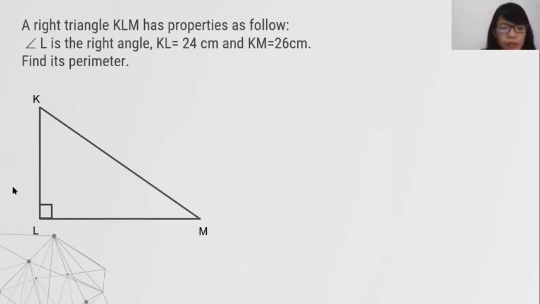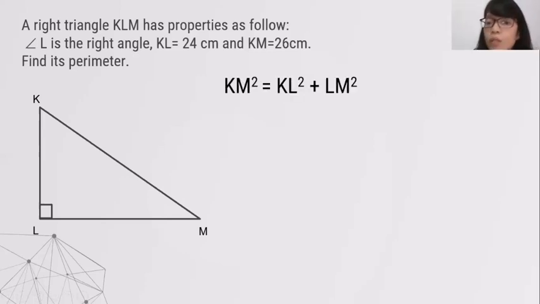So I try to draw the triangle like this one, and then KM, that as we know is 26 centimeter, and then KL is 24 centimeter. As we know from the slides before, KM square equals KL square plus LM square, or maybe the thing that you guys are familiar with, c square equals a square plus b square.